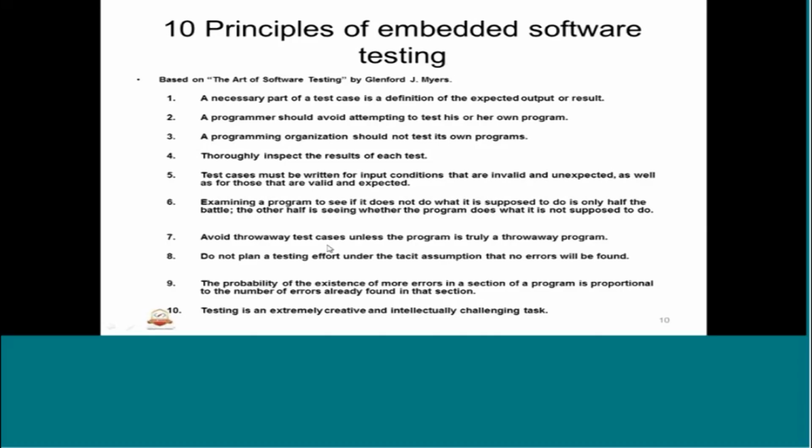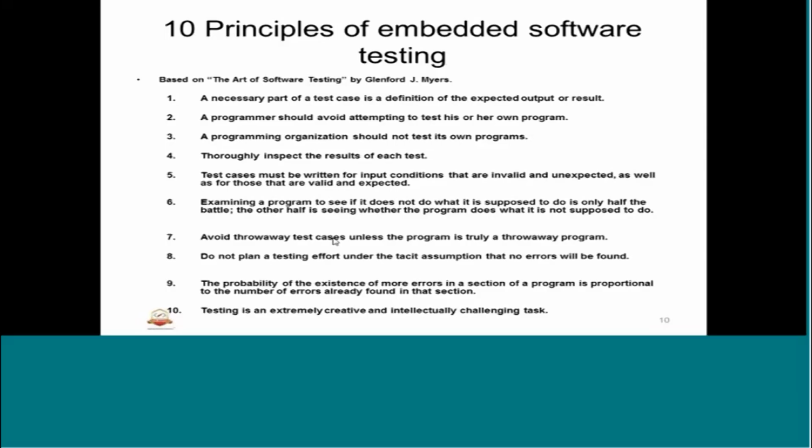Seventh principle: avoid throwaway test cases unless the program is a totally throwaway program. So unwanted things we should analyze properly before we make them unavailable. Do not plan a testing effort under the tacit assumption that no errors will be found. We should not waste testing effort just for the heck of it. We should have appropriate effort for achieving the success of the test. It could be 100% at one go, or it could have some errors, but effort should always be there, and in the right direction.